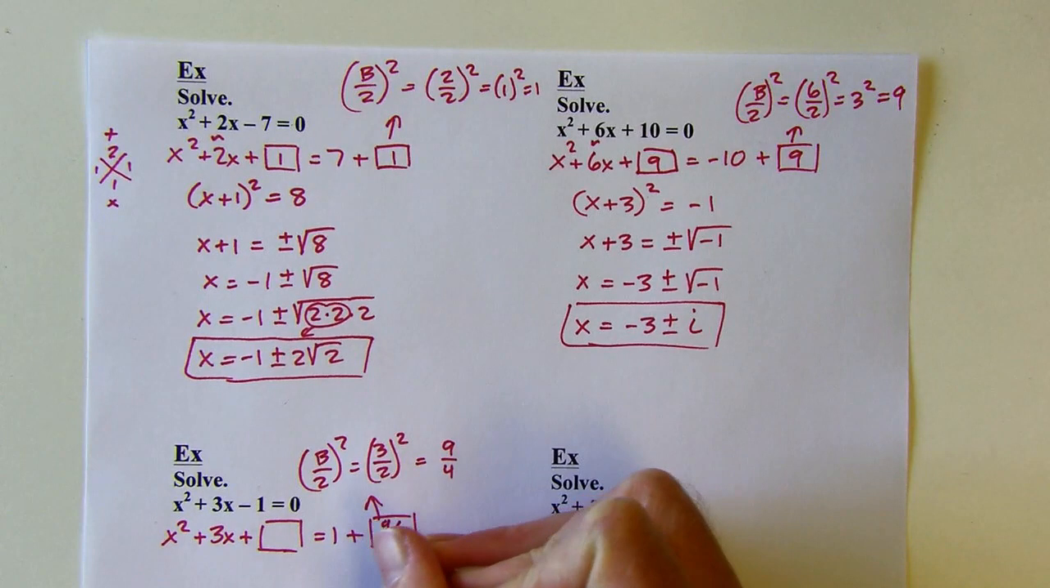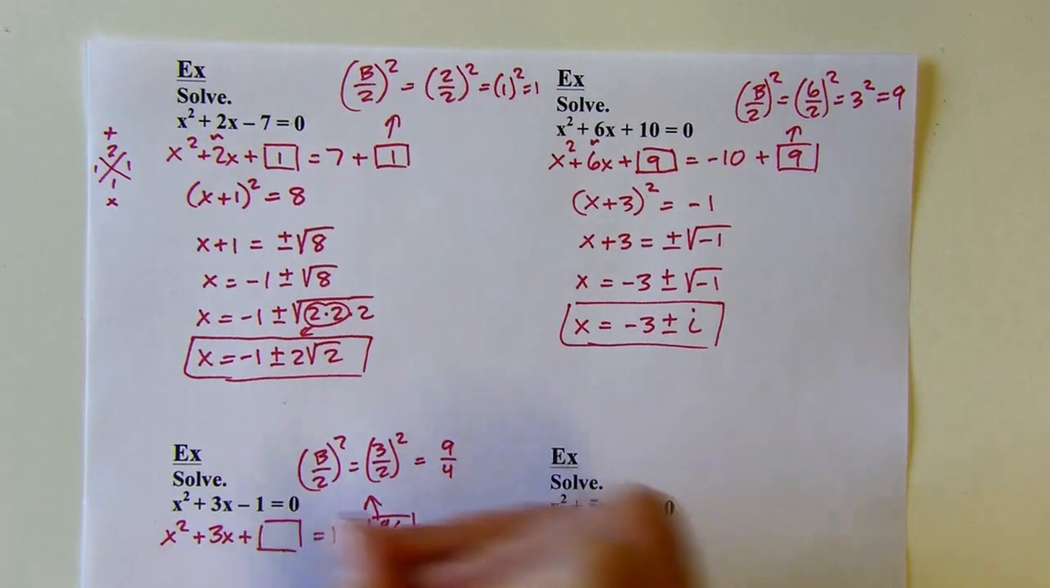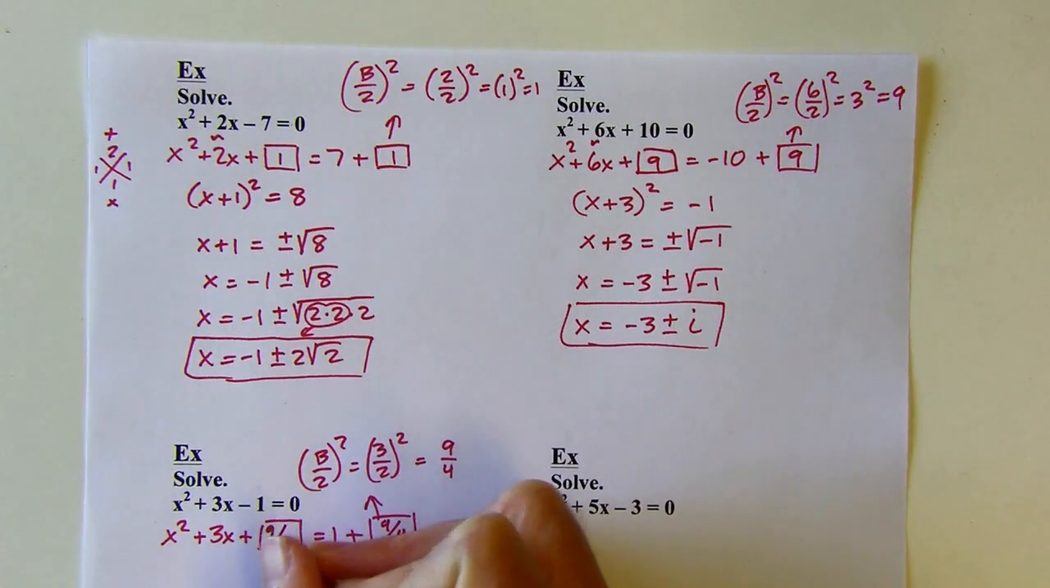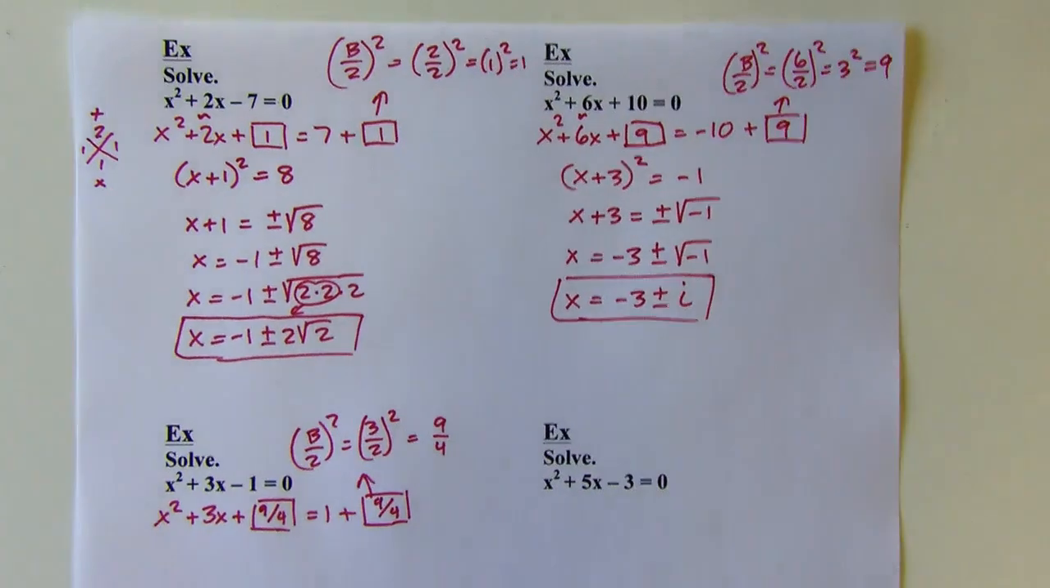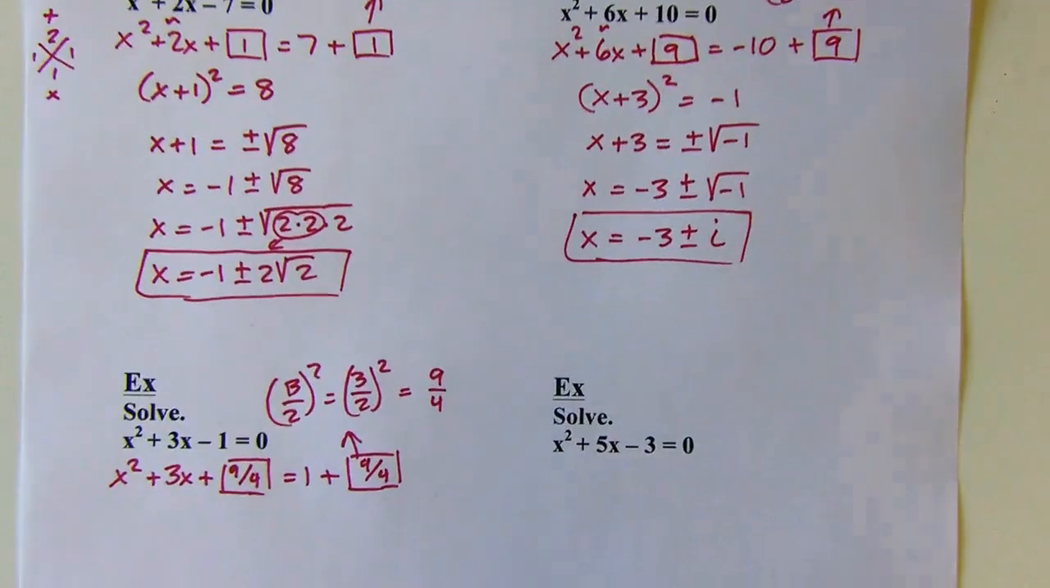And I don't like to use those kind of fractions, but I didn't leave myself enough space, so that's what I'm going to do here. Okay, so 9/4 is my mystery number. All right, zoom in there a little.